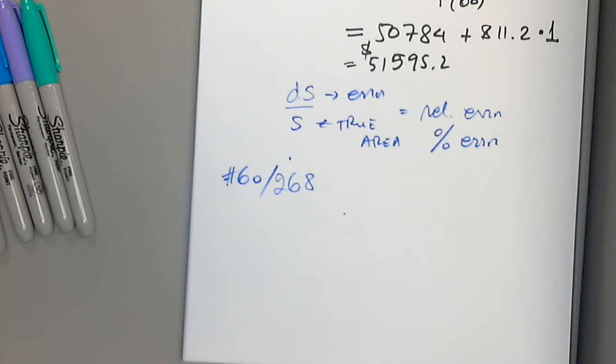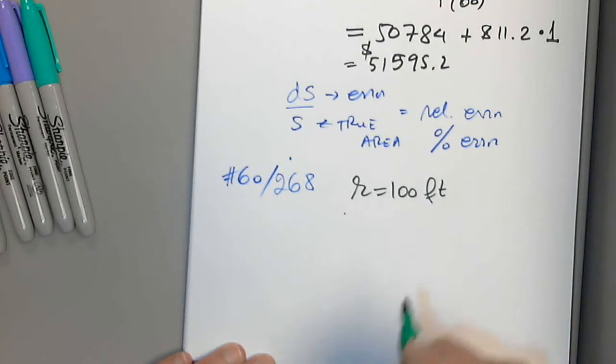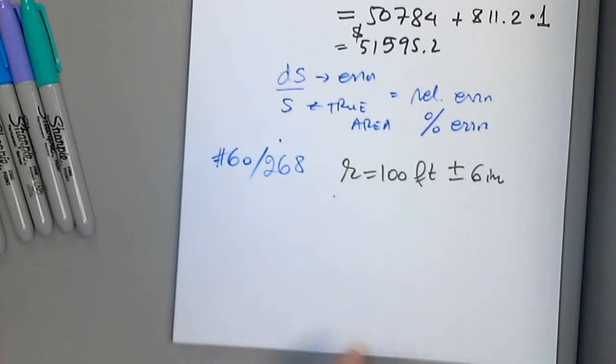A firm contracts to paint the exterior of a large water tank. The radius of the tank is measured to be 100 feet, with a tolerance of plus or minus 6 inches. Careful, because we cannot use feet and inches together. We have to change one into the other.